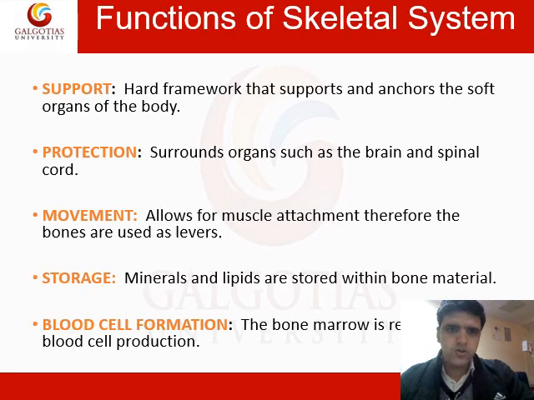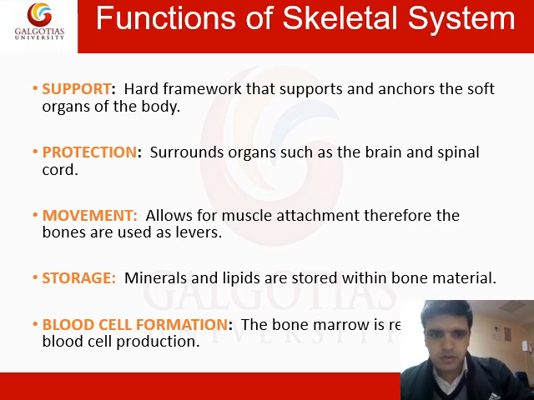Next, we are going to cover the functions of the skeletal system. The skeletal system has 5 basic functions. First is support, that is, it is a hard framework that supports and anchors the soft organs of the body. Second is protection, that is, it surrounds organs such as the brain and spinal cord, protecting them along with the vital organs present in the central portion of the body.